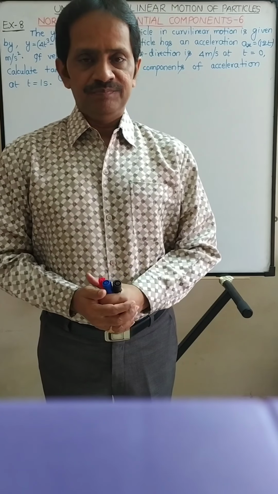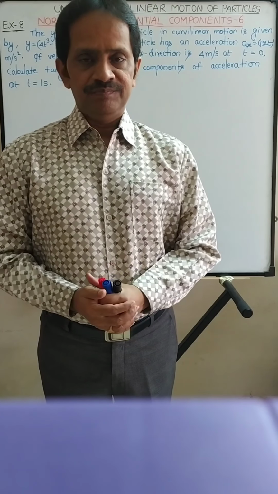Read the statement. The y coordinate of a particle in curvilinear motion is given by y is equal to 4t cube minus 3t meters. So it is in rectangular components. Also, the particle has an acceleration ax is equal to 12t meter per second square. If the velocity of the particle in x direction is 4 meters per second at t is equal to 0, calculate the tangential and the normal components of acceleration at t is equal to 1 second.